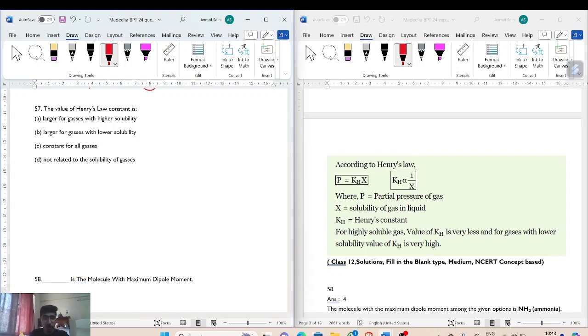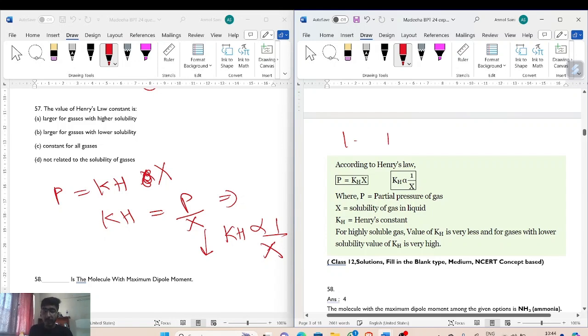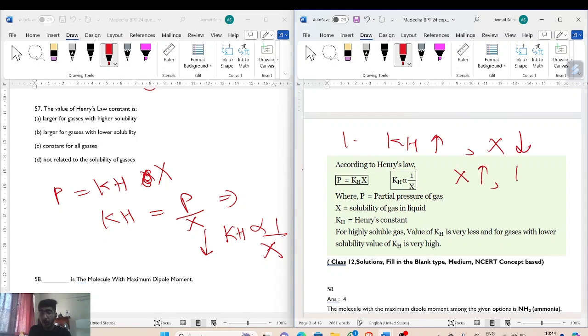First of all, according to Henry law, the partial pressure of gas is equal to Kh, which is our Henry law constant, into X, which is our solubility. Now we can write Henry law constant equals P upon X, or you can say Kh is inversely proportional to X. So when we increase the solubility, the value of Henry law constant will decrease. When we increase the value of Kh, the solubility will decrease.